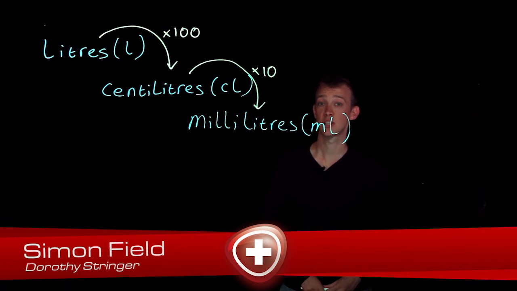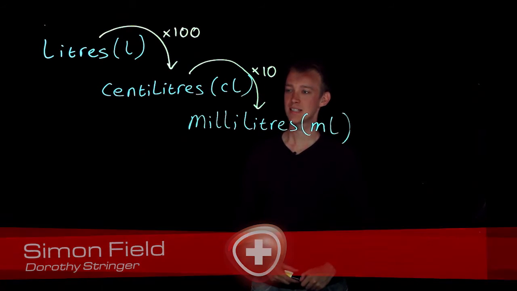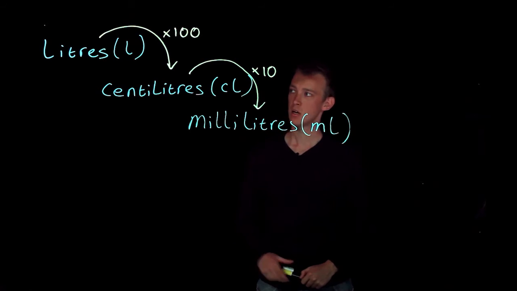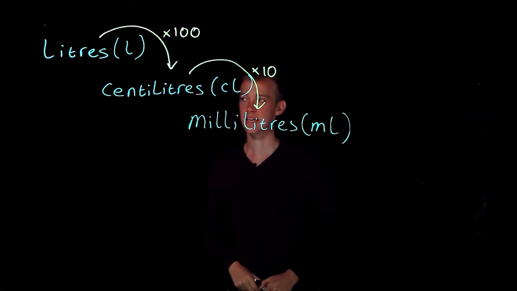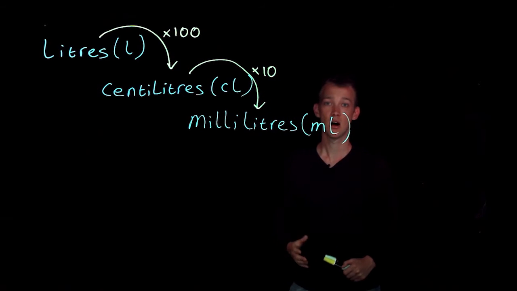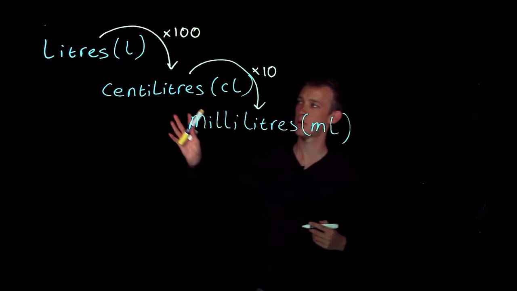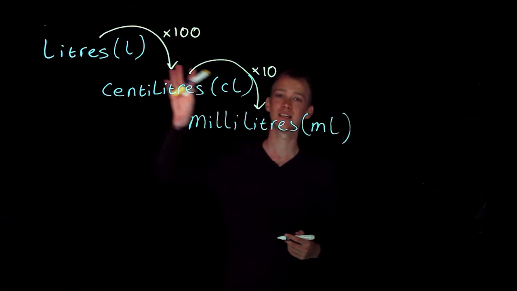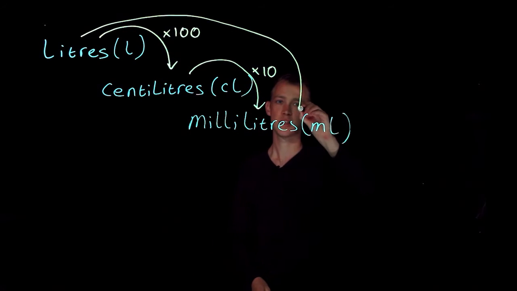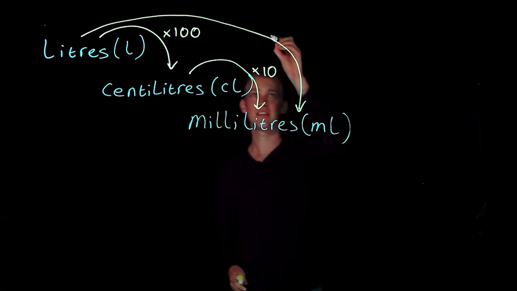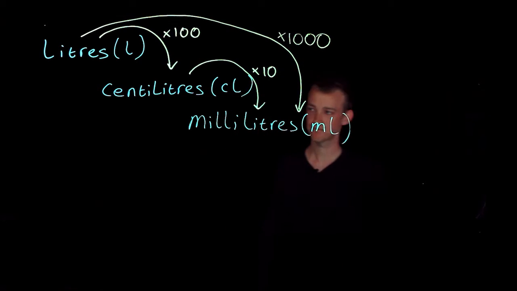In our last video, we looked at converting units of volume of liquids, and we looked at litres, centilitres and millilitres. We said to get from litres to centilitres, I multiply by 100. To get from centilitres to millilitres, I multiply by 10. In one step, if I'm trying to get from litres to millilitres, instead of just timesing by 100, then timesing by 10, that's exactly the same as multiplying by 1,000.